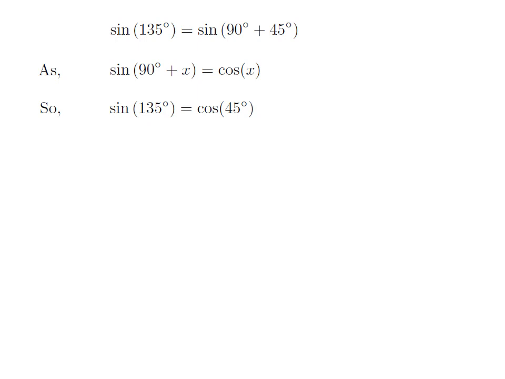Here, x is 45 degree. So, sine of 135 degree is equal to cosine of 45 degree. We know the value of cosine of 45 degree is equal to 1 upon square root of 2. So sine of 135 degree is equal to 1 upon square root of 2.